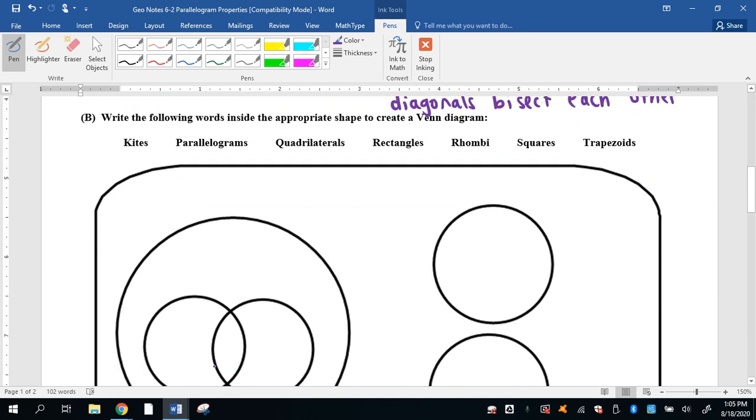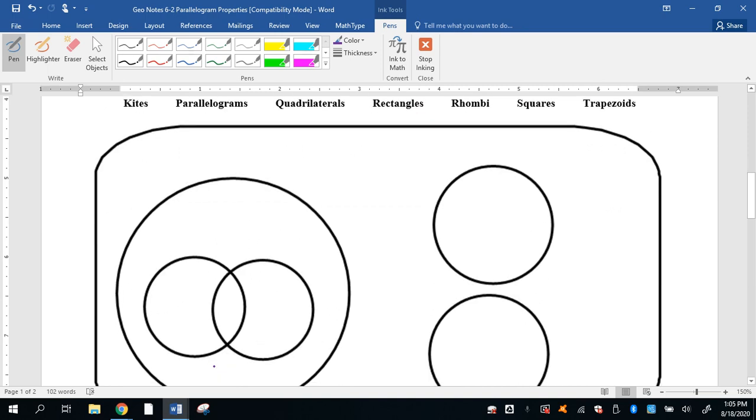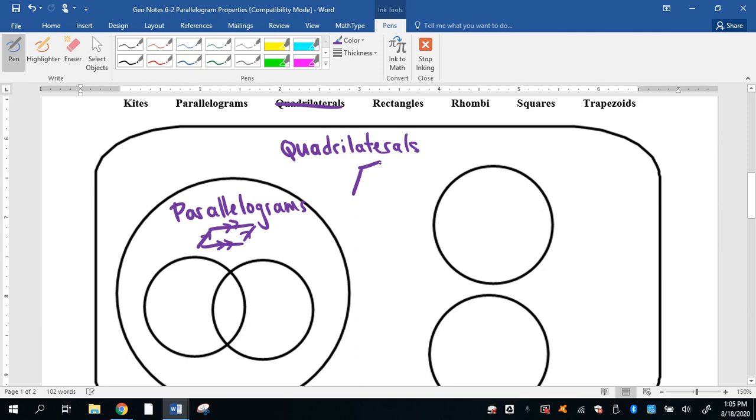Let's go ahead and organize some ideas of quadrilaterals. So we're going to fill out this Venn diagram. All of this is going to be quadrilaterals. We just talked about parallelograms, and we found out that by the definition, that means that we have two pairs of opposite parallel sides. And the definition of a quadrilateral is just any four-sided object.